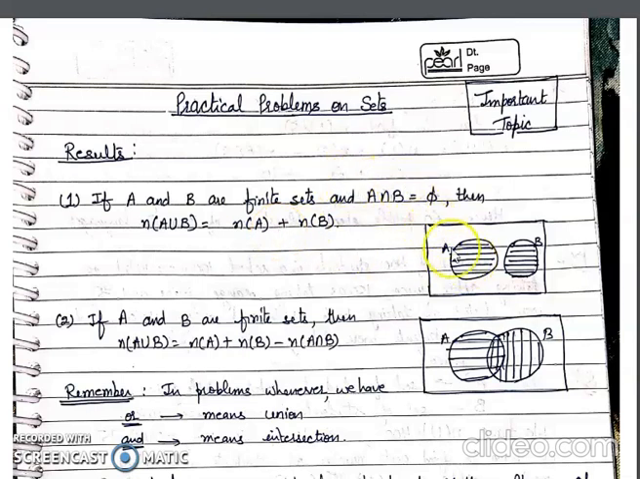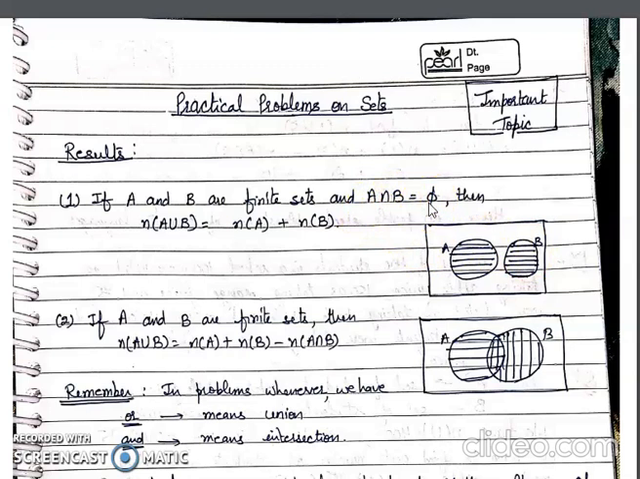A and B are disjoint sets. There is nothing common to them. So A union B means all the elements of A and all the elements of B. So the number of elements in A union B is equal to the number of elements of A plus the number of elements of B. Now the second case, when A intersection B is non-empty.